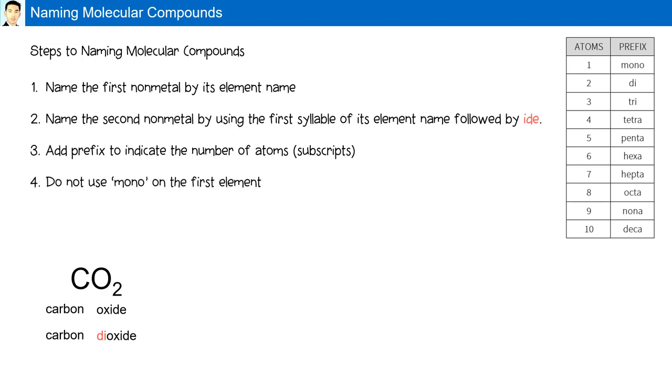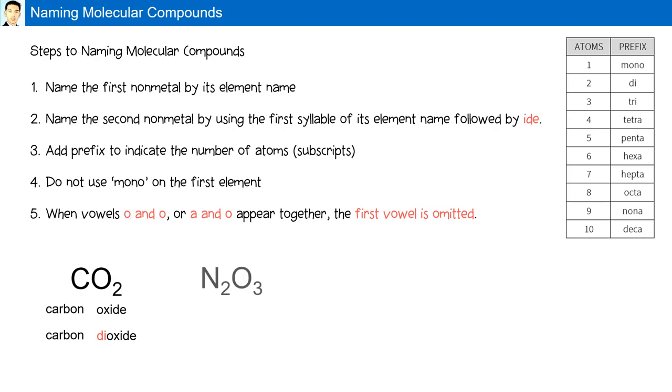However, we do not use mono on the first element, so we will not call it monocarbon dioxide. It is simply called carbon dioxide. And finally, when vowels O and O or A and O appear together, the first vowel is omitted.